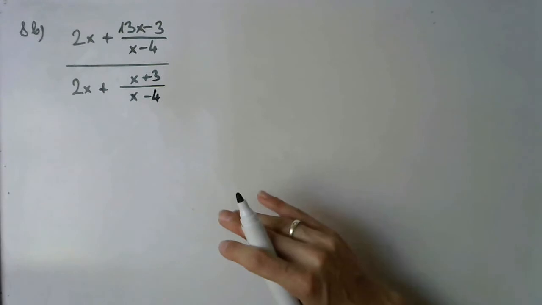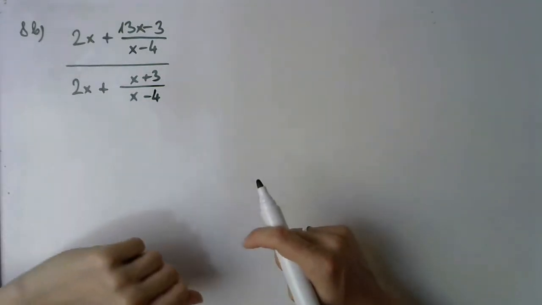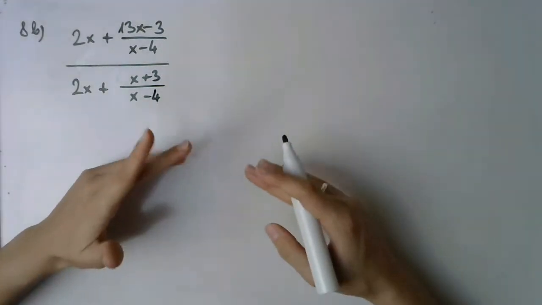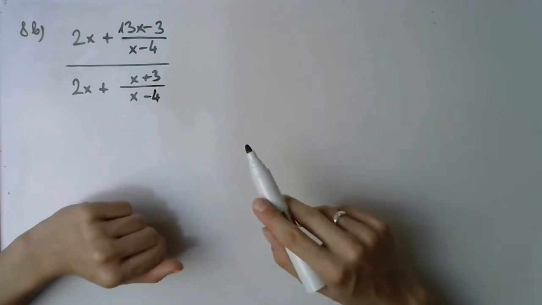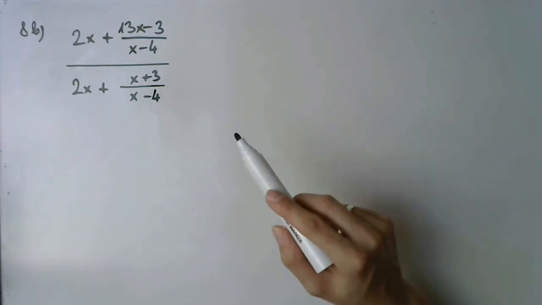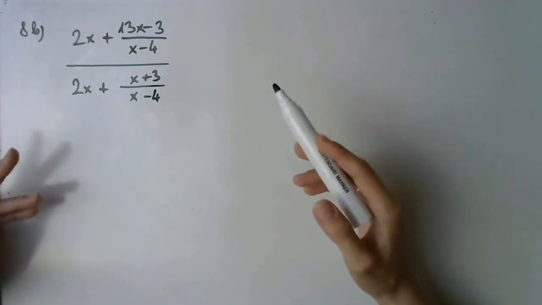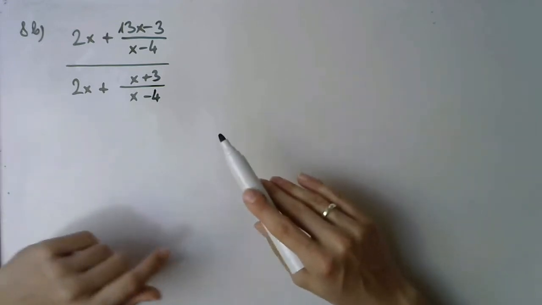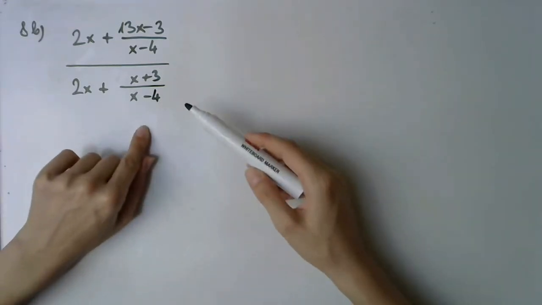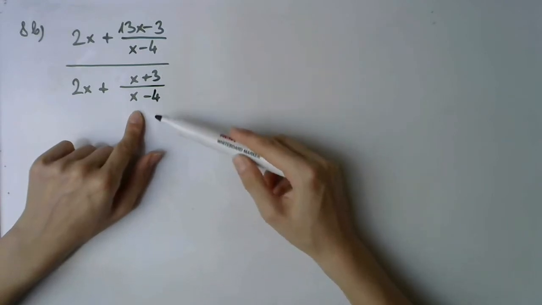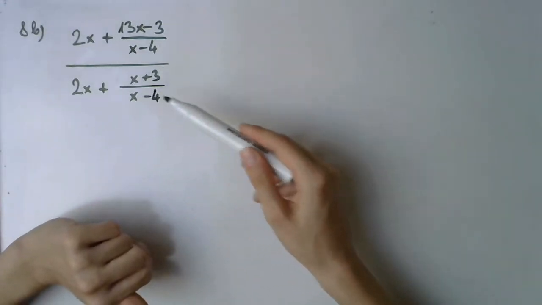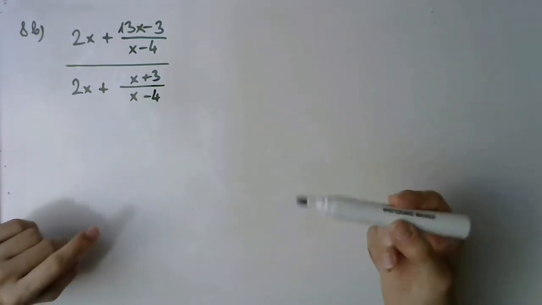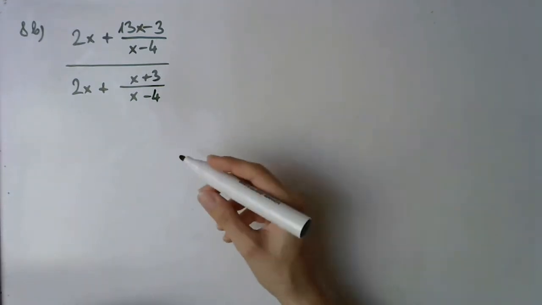And our last exercise for today is exercise 8b. We have to simplify this expression and also make assumptions. Now, you can see that we have quite a few denominators here. There is a simple one, x minus 4, and there is a little more complex one, but we will get to it. So first, the assumptions.